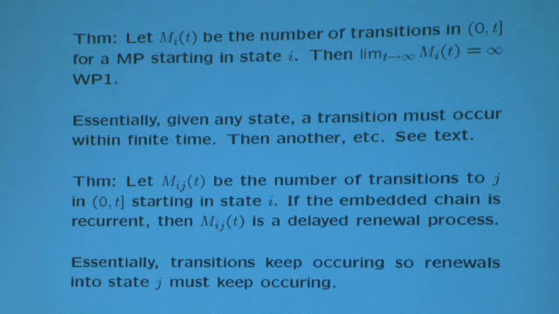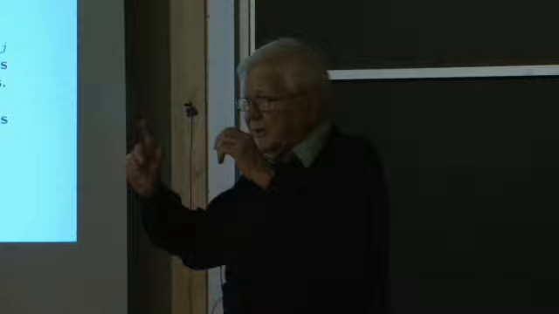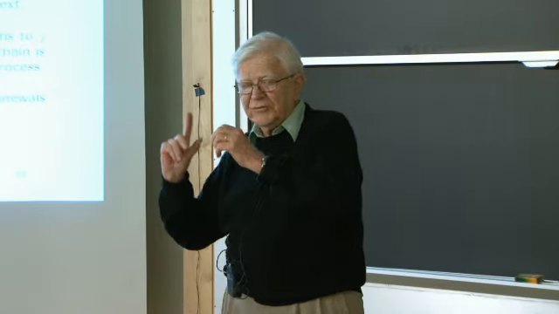And we sort of know that essentially transitions keep occurring. So renewals into state J must keep occurring, and therefore anytime you go to state J, the amount of time that it takes until you get there again is finite. We're not saying that the expected time is finite. The expected time might be infinite, and we'll see lots of cases where it is. But you got to get there eventually.